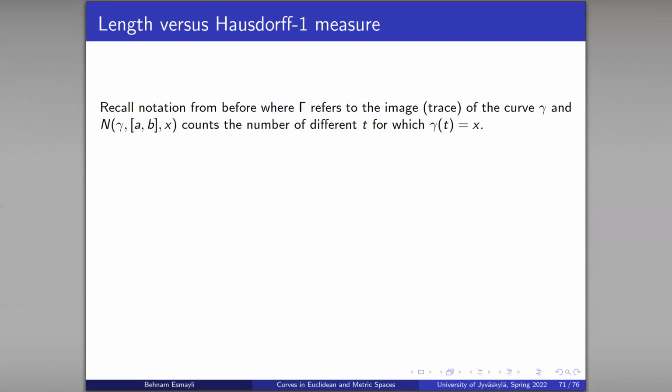Our second objective was to relate it to integration against Hausdorff measure. So for that, I need to recall some notation and some facts that we previously covered. With capital gamma, we refer to the image, or also called trace, of a curve. So this is a subset of the target space X.